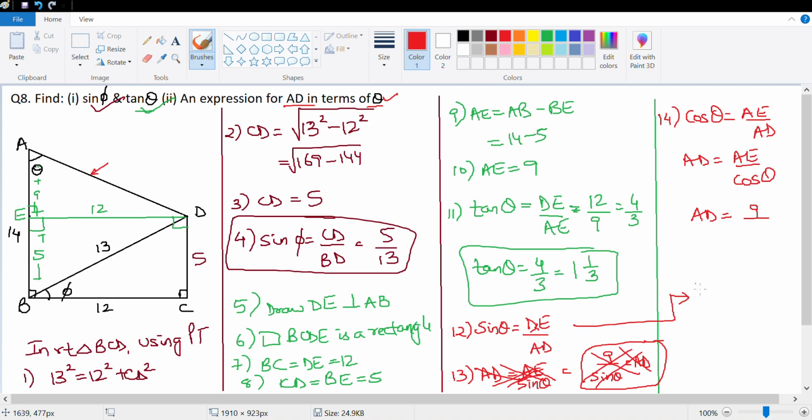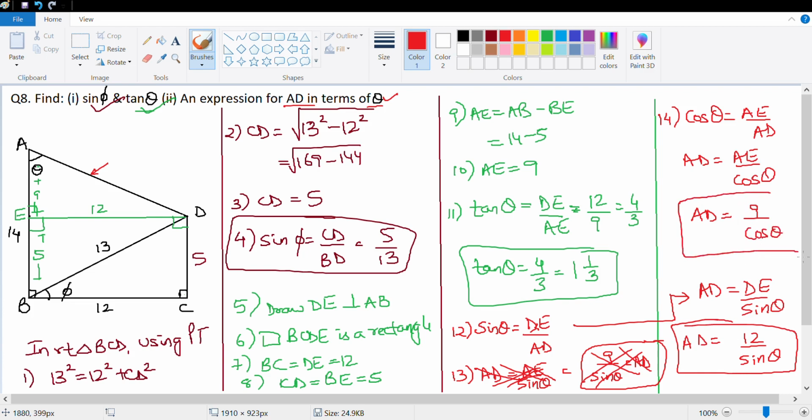Let's just redo it here. Sin theta is equal to DE upon AD, which means AD is equal to DE upon sin theta, which is DE, the value is 12 upon sin theta, not 9 upon sin theta, 12 upon sin theta. I mixed up the two sides. In this case, AD is equal to AE upon cos theta, which is 9 upon cos theta. When I realized both the answers were coming same, that's when I realized I have done some mistake. Good, let's look at the next question.